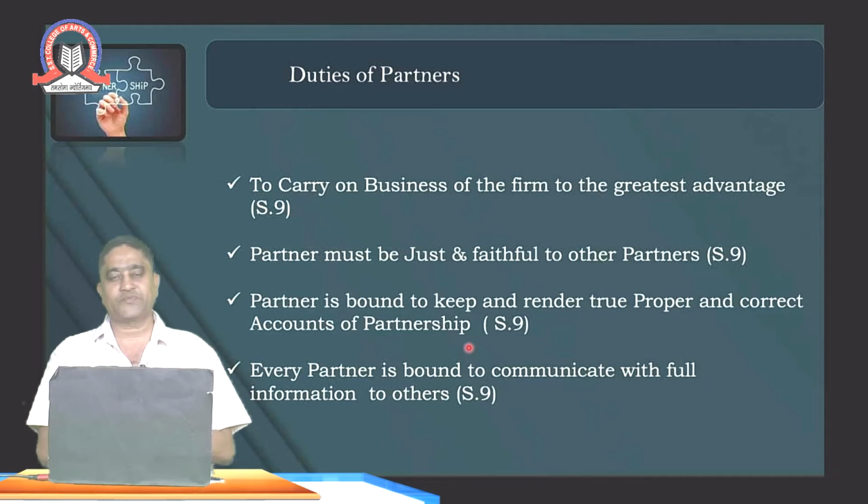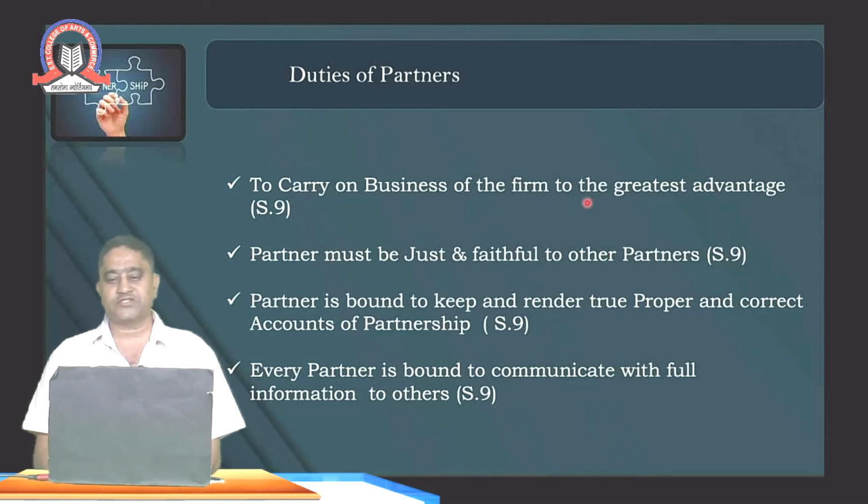So, students, I have explained to you the rights of the partner. Today I am explaining the duties of the partner. The duty of the partner, as mentioned under section 9, is to carry on the business of the firm to the greatest advantage, so that there is always a profit. So each and every partner has the duty to carry on the business of the firm for the greatest advantage.